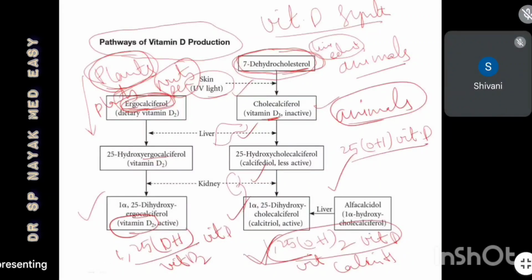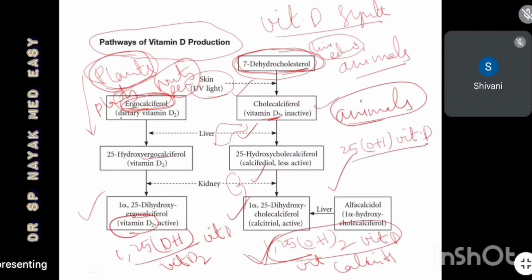Clear? Now you know the difference between D2 and D3. We have D1 and D4, D5 also. Anyways, those other forms of vitamin D are not that important, but you remember this. In most of the formulations we use vitamin D as ergocalciferol only.